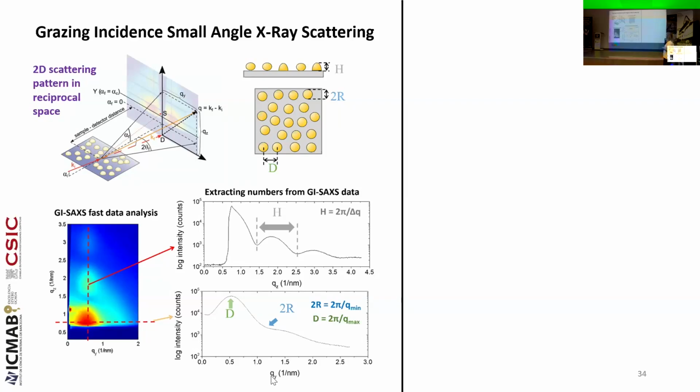So in GISAXS, the beam hits the sample at very low angles that are close to the critical angle of the total reflection of the beam. And this permits us to get very high sensitivity to the surface where the nucleation occurs and the growth also occurs. And we get as a signal the two-dimensional scattering pattern in reciprocal space.